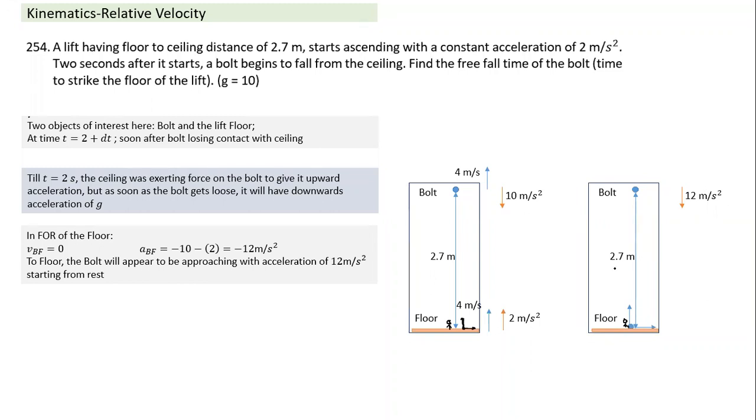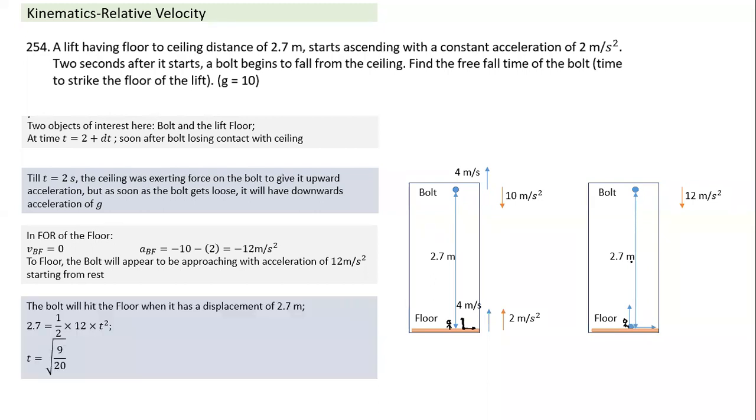How much time will it take to travel? For the bolt to come and strike this floor, it has to have a displacement of 2.7 meters. So we can easily write S is equal to 1 by 2 a t square, and we find t is equal to root of 9 by 20. So that's how we solve. I hope all have understood.